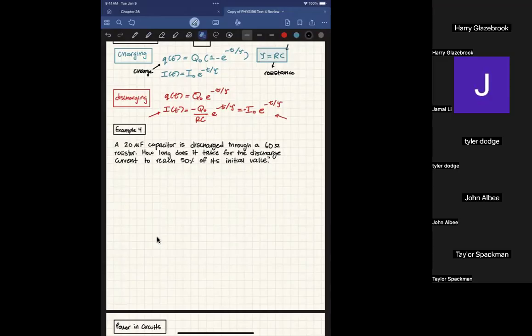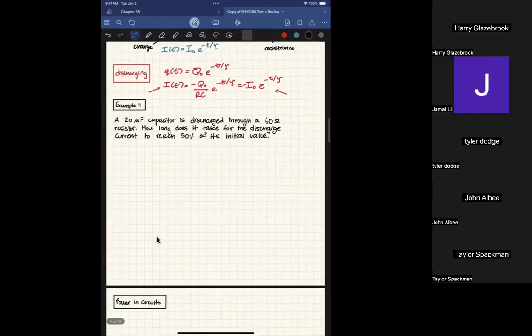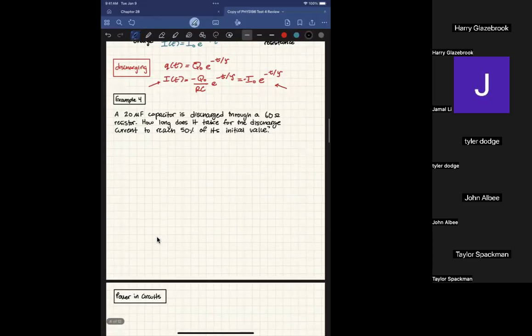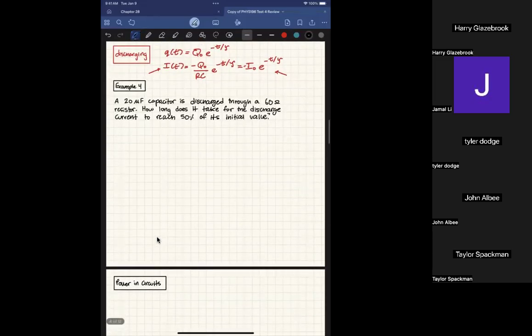The equations are the same. For tau, yeah, sorry, tau is always R times C. My bad. But here, let's go into an example.